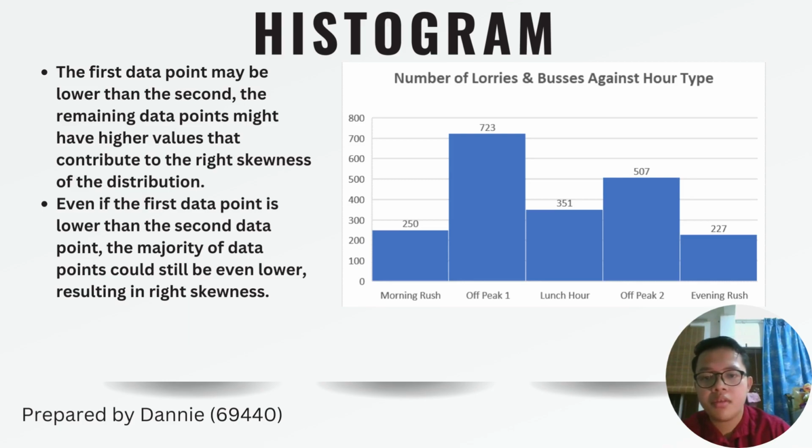then the remaining data points might be higher in value than that, which contributes to the right skewness of the distribution. As the off-peak one has the highest value among all the values in the data, it results in right skewness, even though the morning rush value is lower than the off-peak one. Even if the first data point is lower than the second, the majority of data points could still be even lower, resulting in right skewness.